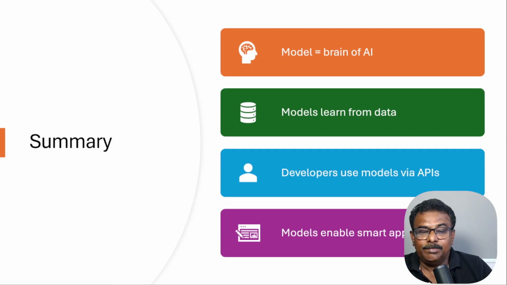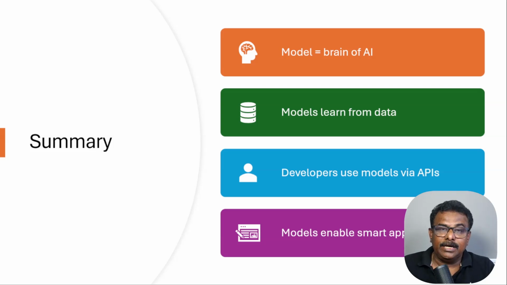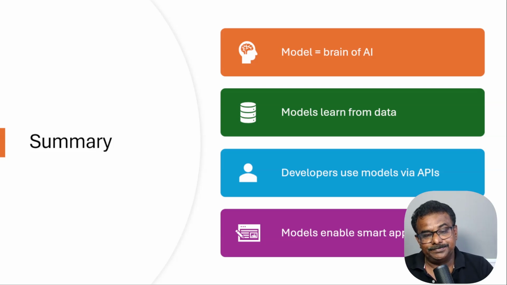So, as a summary, the model is the brain of an AI system, and we need to understand that models learn from the data we provide. As developers, we can use models via APIs, and with these models we can create smart, intelligent applications.